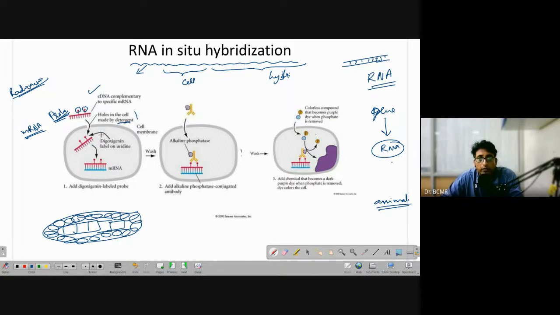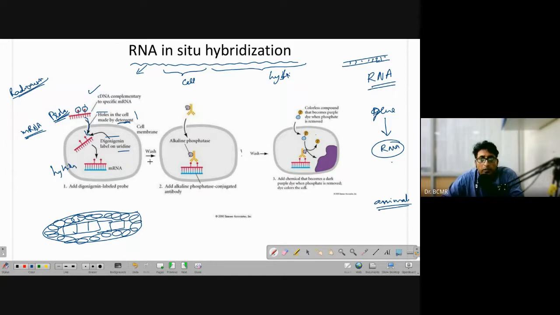We don't want to completely break it. We're just making holes through which the probe might diffuse inside. And we have the molecules that I said I will describe in the next slide, which is digoxigenin on the uridine labeled, and that will find its way. And if the mRNA is present, wherever it is in the cell, it might base pair or hybridize like this.